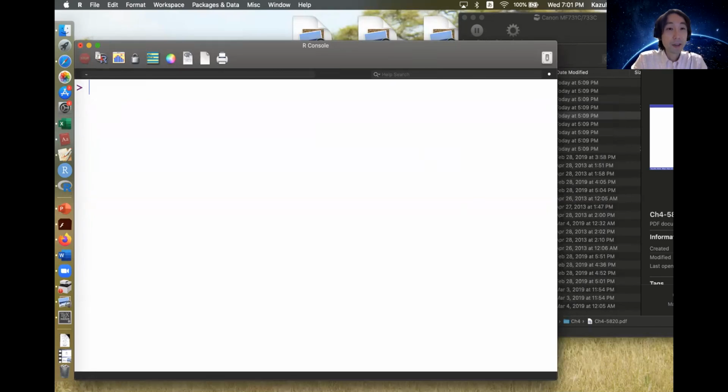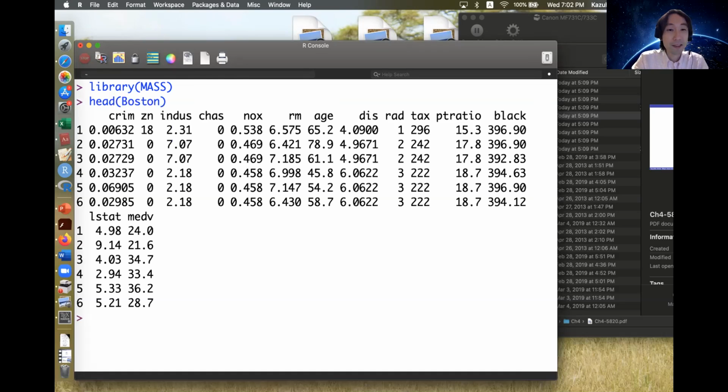Yeah, so I use the library MASS for the Boston data set. The Boston data set is a pretty popular real estate data set for Boston, and each line represents a zip code or one block or something.